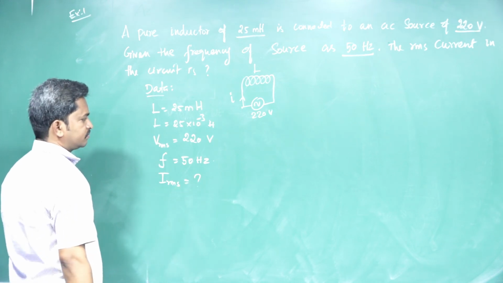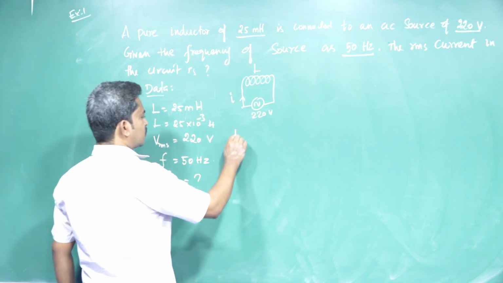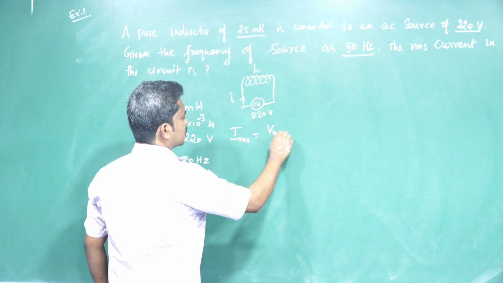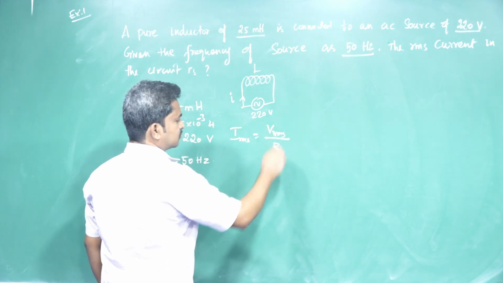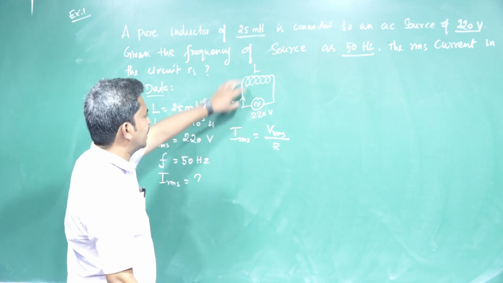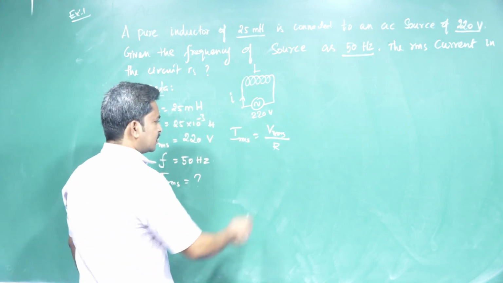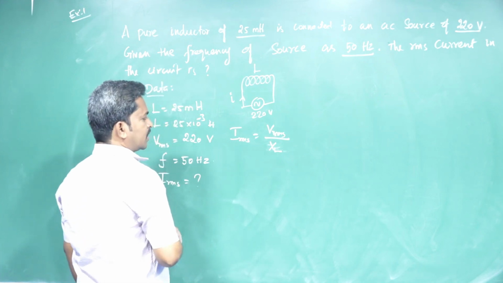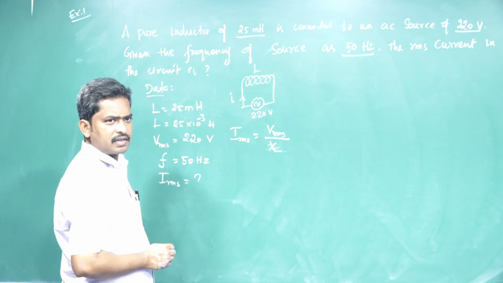IRMS is equal to what? The formula is IRMS = VRMS divided by resistance. Who is the resistance in an inductive coil? It is XL, the inductive reactance of the coil.